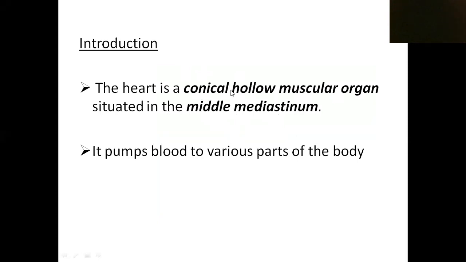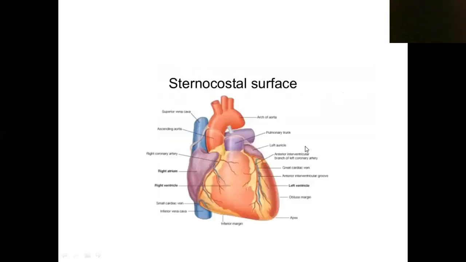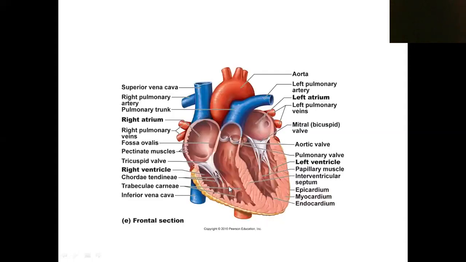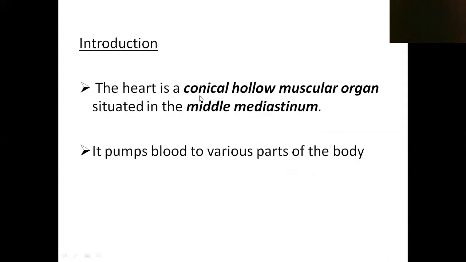It's a conical, hollow, muscular organ. See, this is the shape of the heart, or this one is a diagram of the heart. See the shape. It's almost conical in shape. So it's a conical shaped muscular organ. It is made up of cardiac muscles, and it's hollow. See, this one is a section of the heart. See the interior. It's a hollow organ. It's empty. So it's a conical shaped hollow muscular organ located in the middle mediastinum.